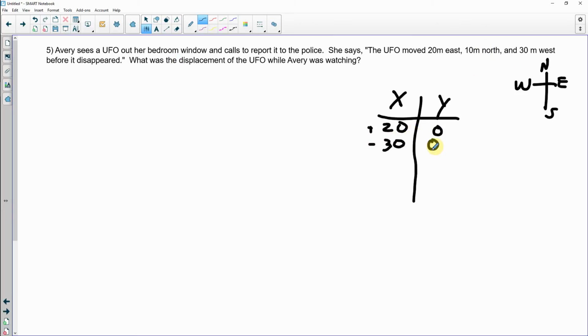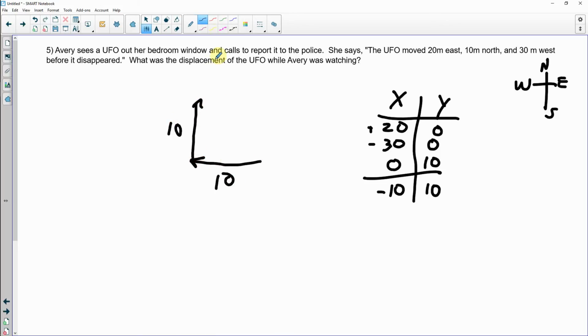And I'm sorry, 10 meters north. So that'll be 10 meters positive in the y with nothing in the x. And the beauty of this is you can do them in any order you want. So 20, 10, and 30, as long as they're all there. So grand total, this thing will have moved negative 10 in the x and positive 10 in the y, which means it will go that way 10, and that way 10.